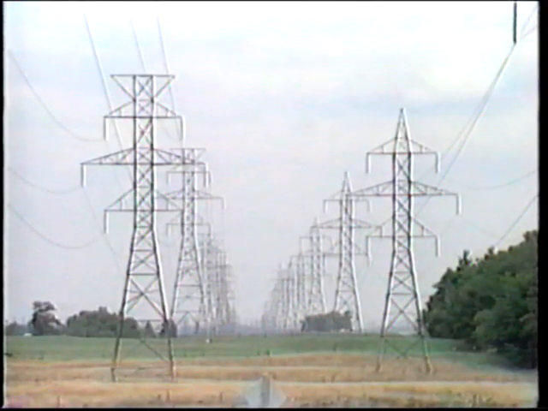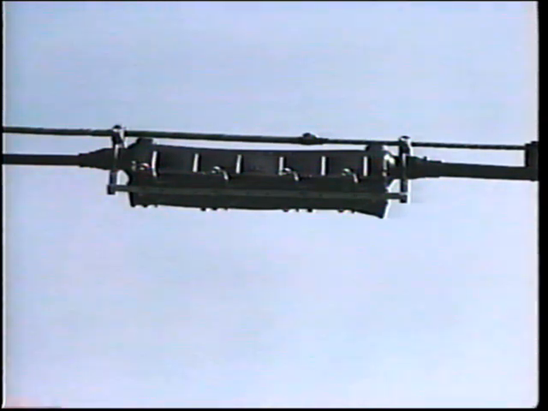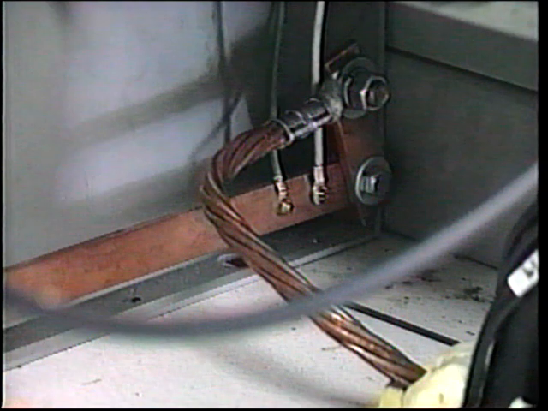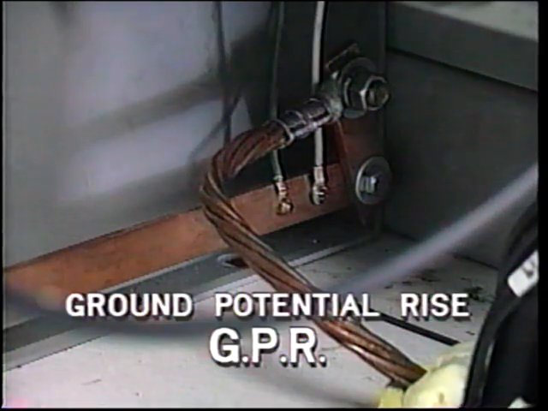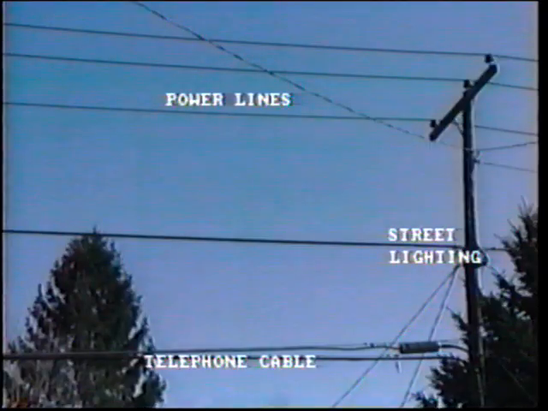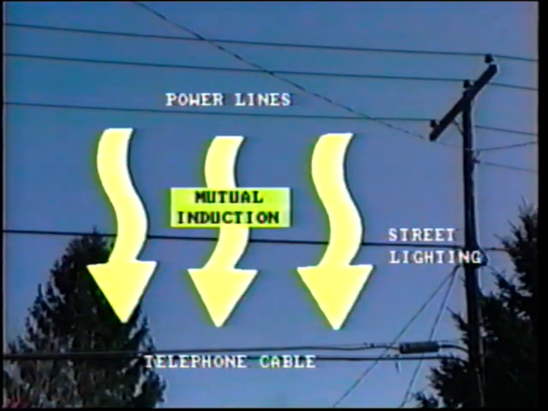But just what is it that we are protecting against? How can a fault on the high voltage power system spill over and cause damage to the low voltage telephone system? Well, there are basically two causes. One is ground potential rise, known as GPR, and the other is mutual induction between the power line and the telephone line. You'll remember that we briefly touched on these subjects in earlier tapes.